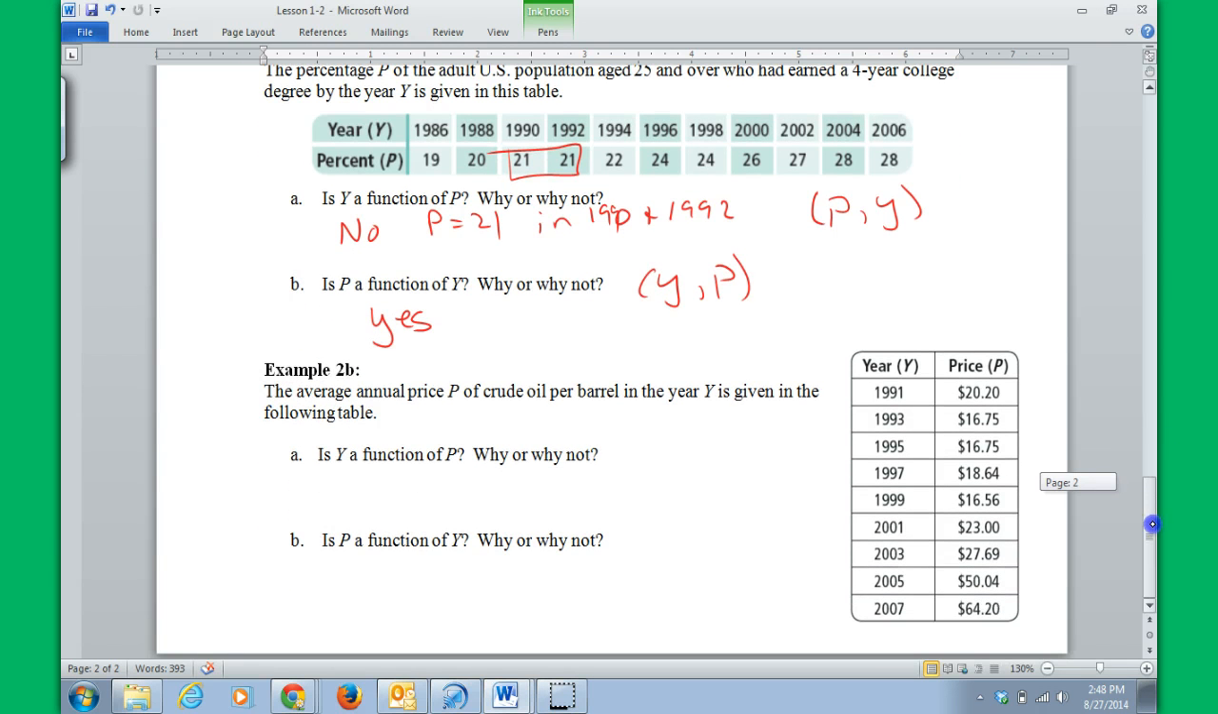So in this example, if you're looking at y as a function of p, that means p is in the x part, y is in the y part. Look at the p's. Is anything repeated? Yeah, right here, correct? So since there's something repeated, it is not a function. However, if you look at part B, if you reverse these, y and then p, is there ever a year repeated? No. So this is a function.